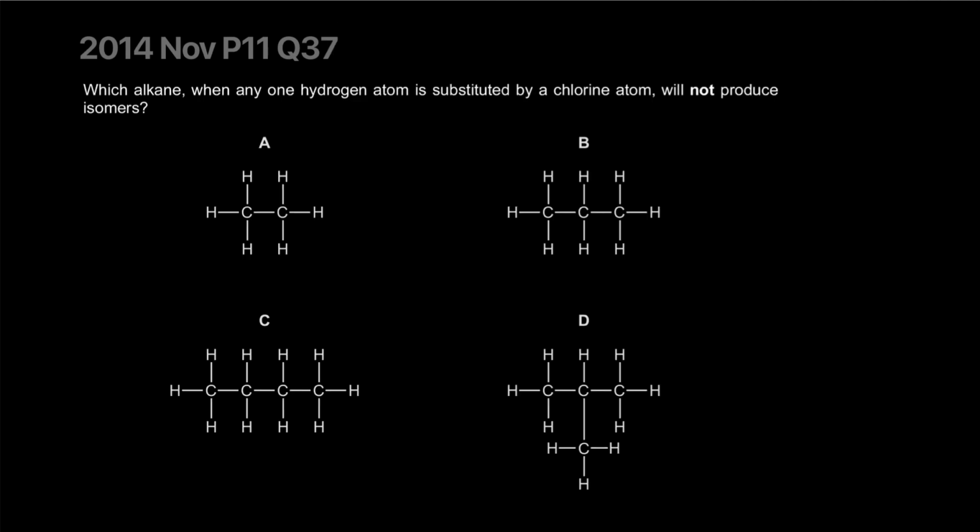So, which of these alkanes with any one atom substituted with chlorine will not produce an isomer? So, if I try to replace a hydrogen with a chlorine for A, if I put a chlorine anywhere, say I put it here, as long as chlorine is on the same carbon, it's actually the same molecule. So I can put it here, here, or here. It doesn't matter, right? All 3 of these hydrogens will give me the same molecule.